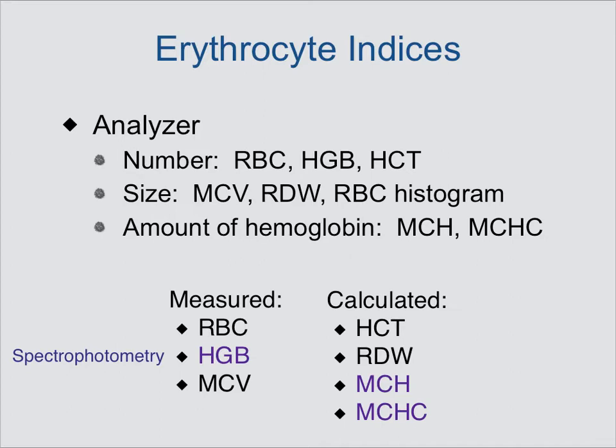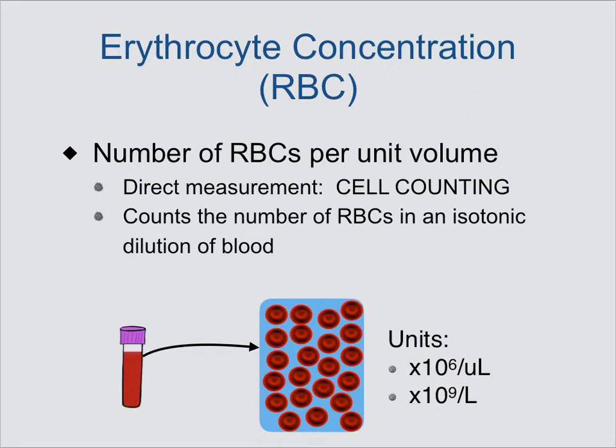These values are a mix of direct measurements and calculations. So the red cell count and the mean cell volume are determined as individuals are counted, and the hemoglobin concentration is measured through spectrophotometry after red blood cells are lysed. We're going to start at the top of this list and go through these one at a time. First up, the red blood cell or erythrocyte concentration.